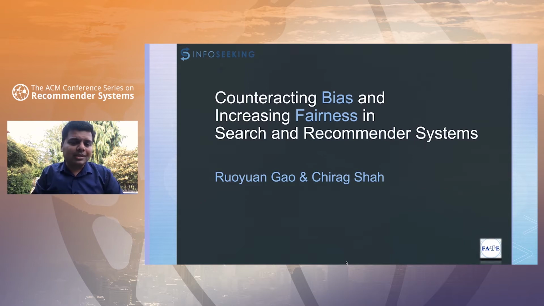Now, this tutorial does not require any strong background in this area, but it is expected that if you're watching this, you at least have some understanding of how search and recommendation systems work. Also, in this tutorial, we're going to talk about one or the other, but not always both at the same time.